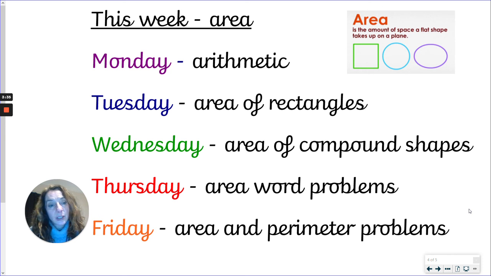On Thursday you're going to apply that learning by solving some word problems, and some of these are multi-step problems, so read them carefully and make sure you've carried out each step. And then on Friday, just to finish off this 2-week unit, you've got some general area and perimeter problems just to sum up the learning that you've been doing and to see if there are any areas where you think you're going to need some more help when we're back in school.